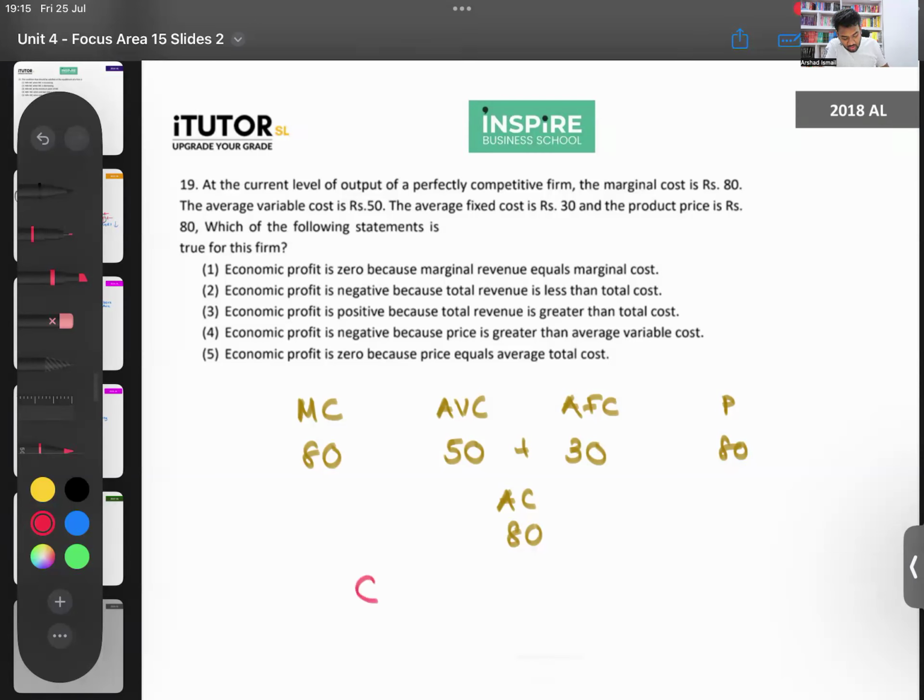When you are talking about economic profit, what do you look at? Do you look at MR and MC, or what do you look at? To say whether economic profit is positive or negative or equal, what do you look at? You look at the total revenue and total cost.